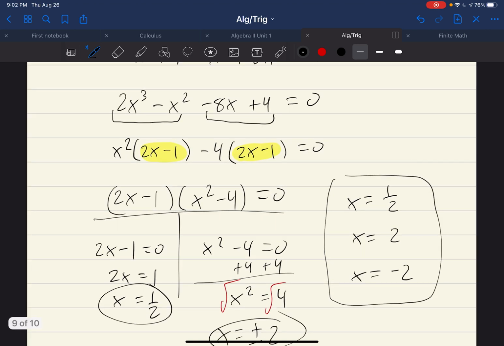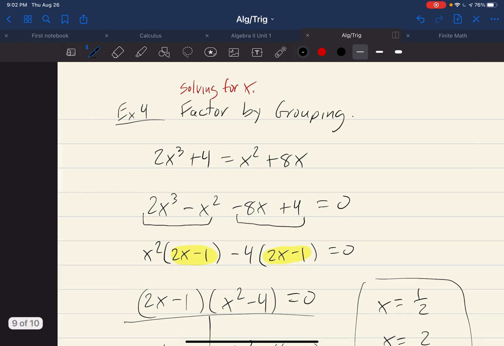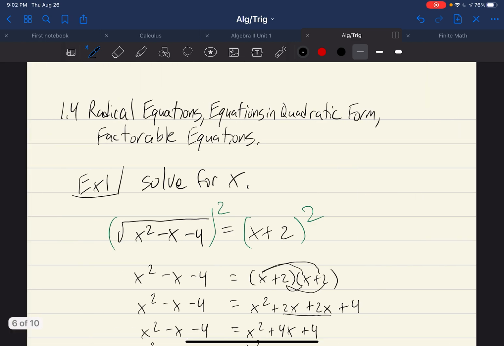So there it is. That's section 1.4. There's just kind of different equations in here to solve. And the name of the section is radical equations, equations in quadratic form, and factorable equations.